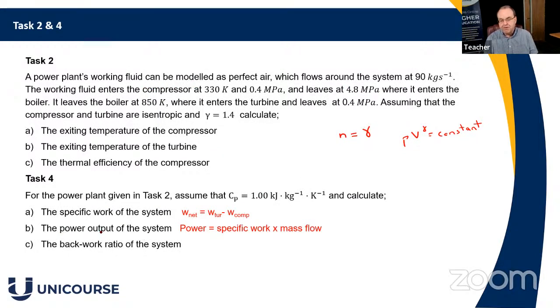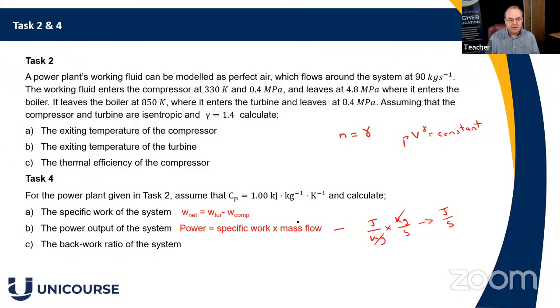Then you're asked to determine the power output of the system. Now the power output is simply the specific work times the mass flow. If we look at the units, specific work is in joules per kilogram, and I'm going to multiply that by mass flow, which is kilograms per second. Of course, the kilograms cancel out, and that gives us joules per second, which is watts. Normally it'd be in kilojoules per kilogram, so it'd be in kilowatts, kilojoules per second.